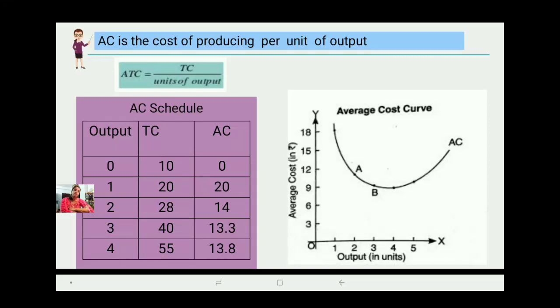Like the average variable cost, the average cost curve is also a U-shaped curve because of the decreasing cost, and after a point because of the increasing cost. So initially it decreases and then starts increasing. So that is why the curve we get is a U-shaped curve. So always remember, average cost curve is a U-shaped curve.